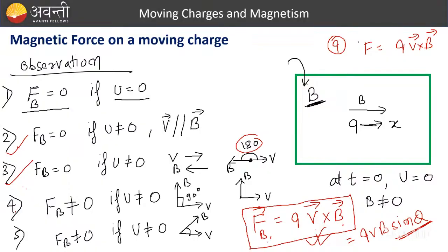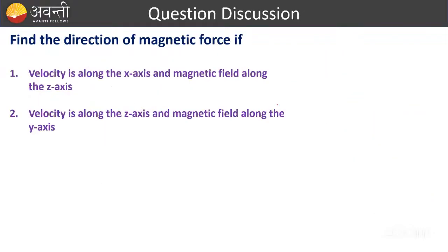Is it okay? Okay, you will understand it more as we do some questions. So first of all, let's do some work. You have to tell me the direction of force in both cases. In the first case, velocity is along the x axis and magnetic field is along the z axis. Okay?